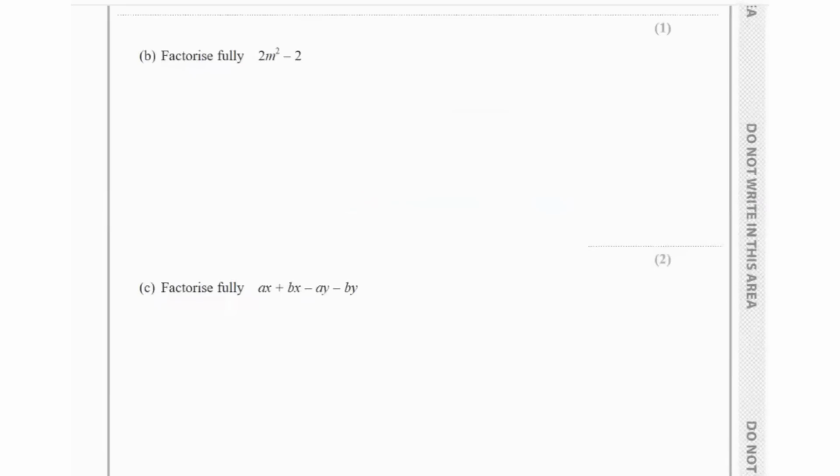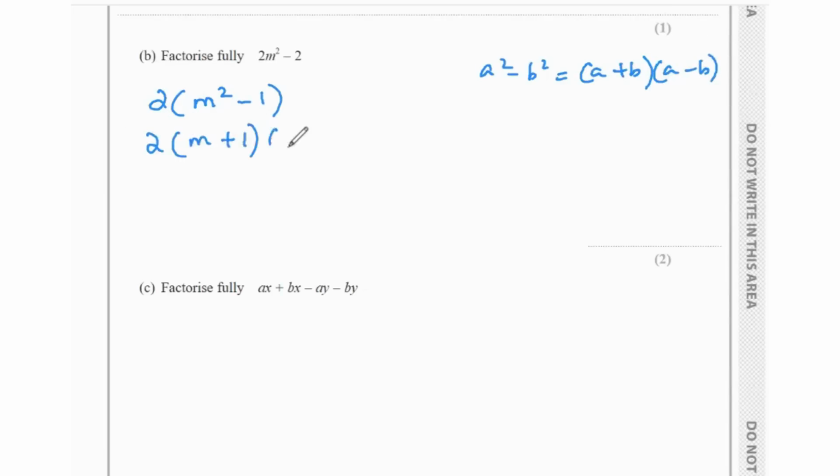Then factorize fully 2m squared minus 2. So first we see if there's a highest common factor between both the two terms. And as we can see, 2 is. So 2 bracket m squared minus 1. Now we don't just stop over here because m squared minus 1 basically qualifies for the difference of perfect squares. When we have two perfect squares being subtracted, it can be rewritten as a plus b times a minus b. So we can rewrite m squared minus 1 as m plus 1 times m minus 1. So that is your fully factorized answer.